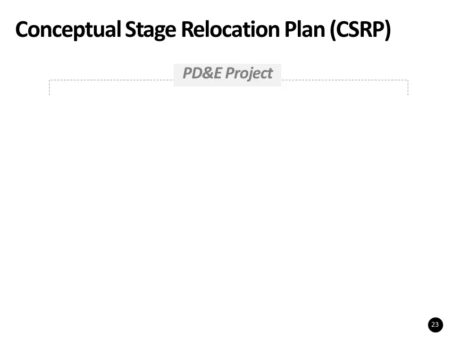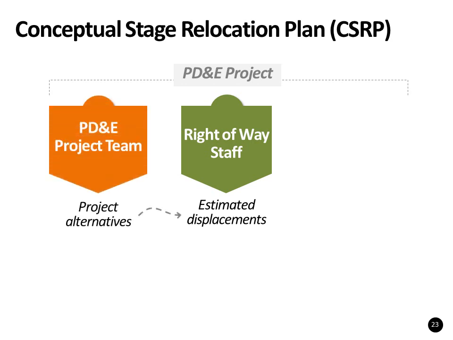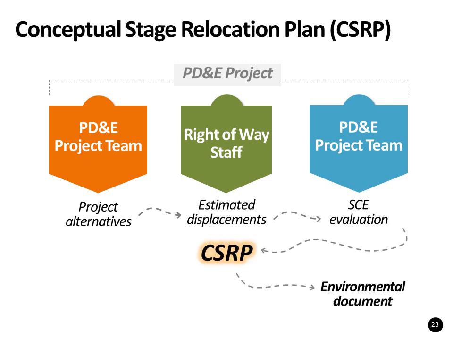In the project development phase, the project conceptual stage relocation plan is a principal data source for the assessment of relocation potential. Initially, the department's right-of-way staff prepares estimates of residential, business, and public facility displacements based on project alternatives information provided by the PD&E team. The estimates are used by the PD&E team in the sociocultural effects evaluation, which in turn informs the development of the conceptual stage relocation plan and the environmental document.